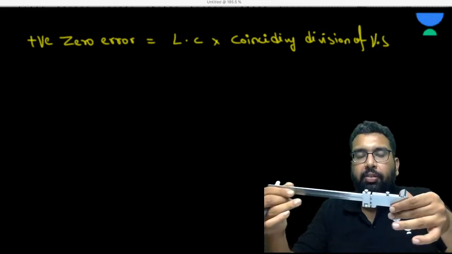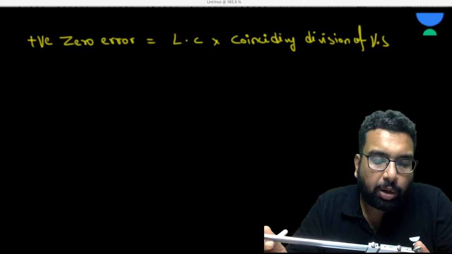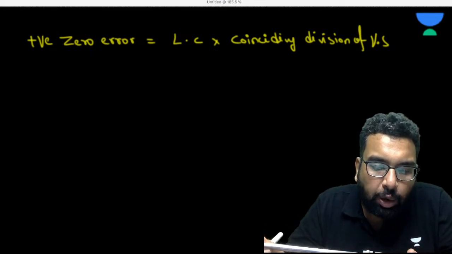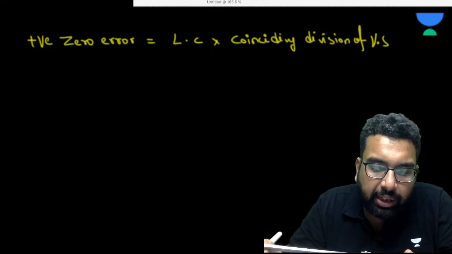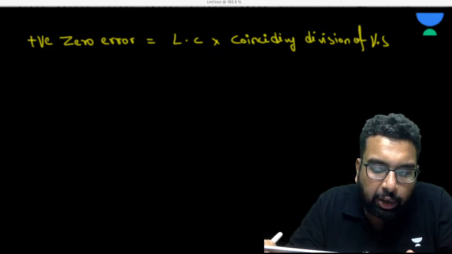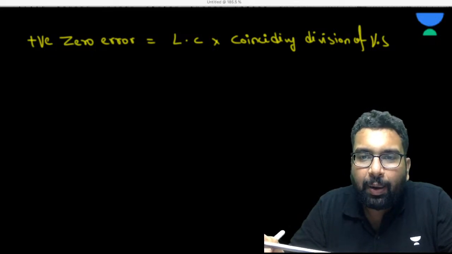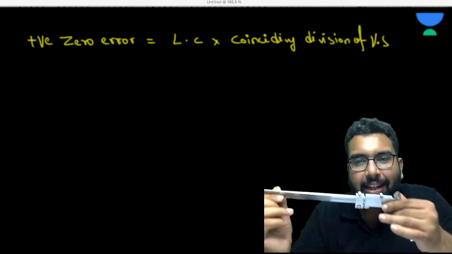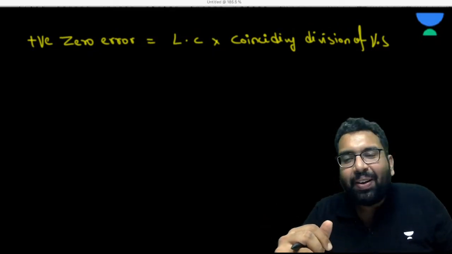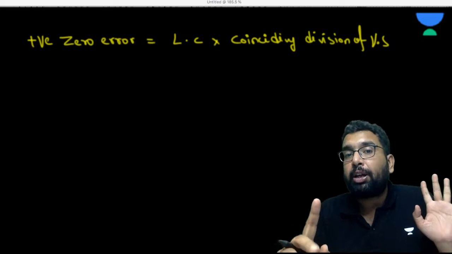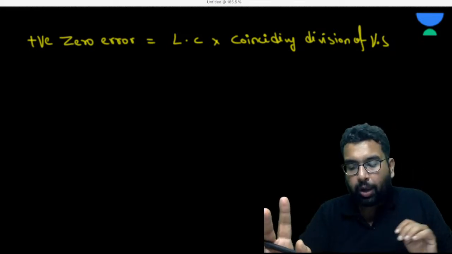For example, this is the vernier caliper. I can see that zero is not matching. Now I have to check which division is exactly coinciding. It is the seventh division which is exactly coinciding, I can judge from this vernier caliper. But you have to do this before measurement.